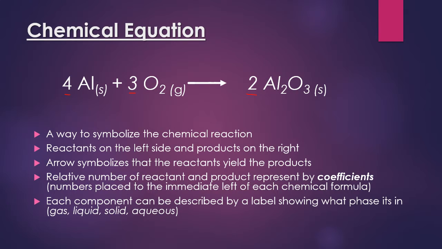One other thing I did want to point out, however, is that notice there's also little letters after each element or compound. What these letters are for is they're telling us what physical phase that particular element or compound is in. For aluminum, it has an S after it. What that's saying is it's solid. They took a solid piece of aluminum and put it in the flask. Oxygen has a G. That is just saying that it was a gas. So they pumped oxygen gas into the flask. When the reaction was complete, the product, aluminum oxide, has an S by it, so it was a solid.